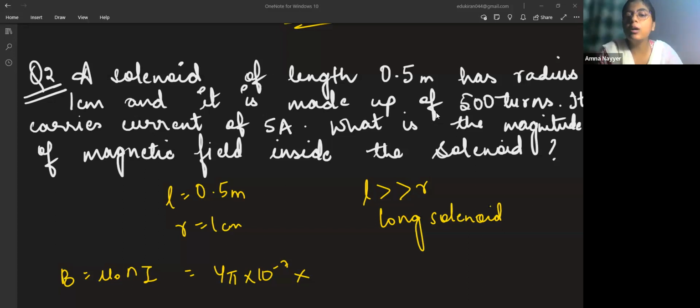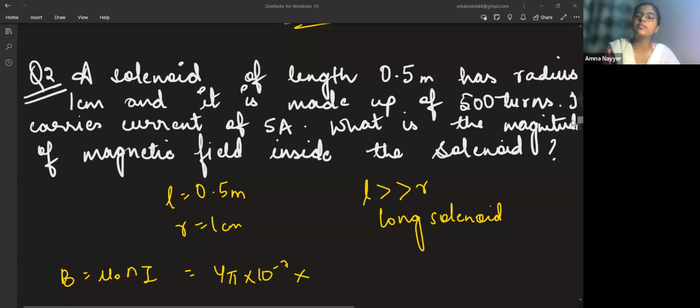What is the meaning of small n in the formula? Did you attend the last class? What is the meaning of small n? Just the number of turns. Is it just the number of turns? Per meter. Number of turns per unit length.